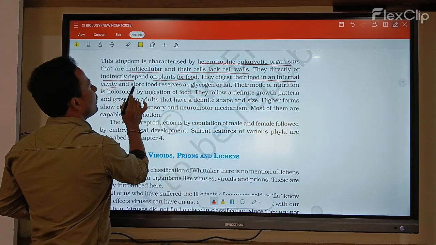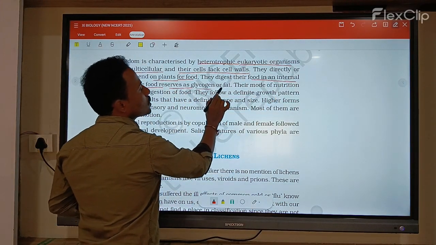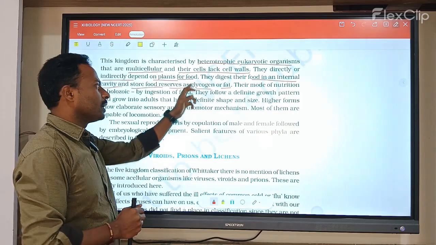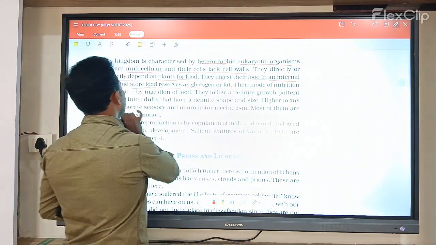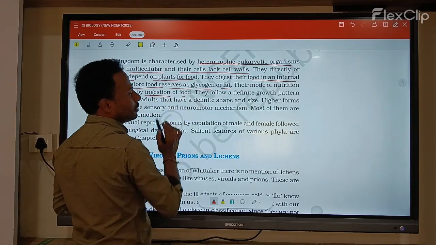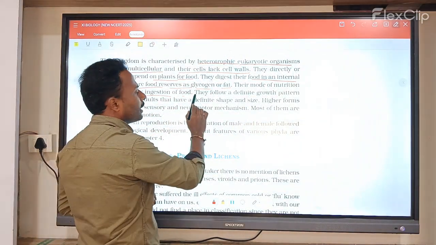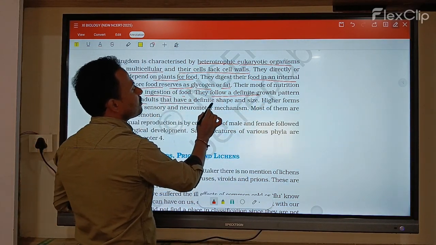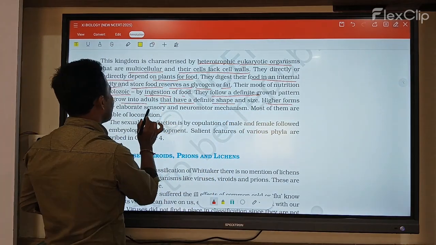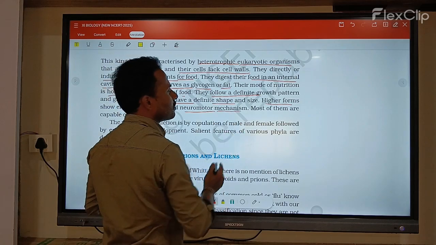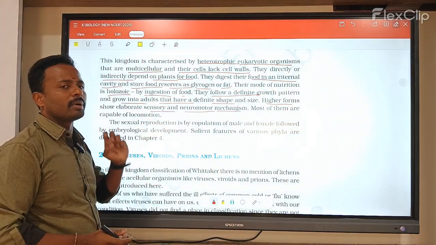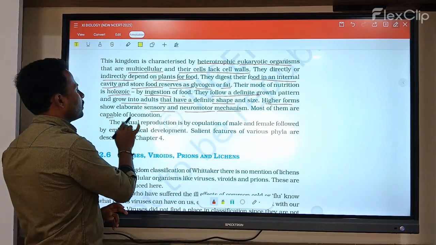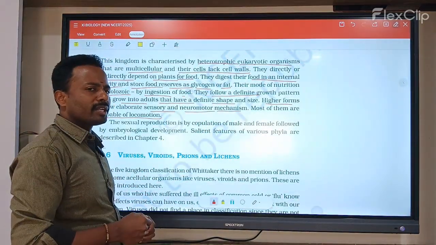They digest their food in an internal cavity and store the food reserve as glycogen or fats. Their mode of nutrition is holozoic, involving ingestion of food. They follow a definite growth pattern and grow into adults with a distinct shape. Higher forms have elaborate sensory and neuromotor mechanisms, with a well-developed nervous system. Most are capable of locomotion, moving from one region to another.